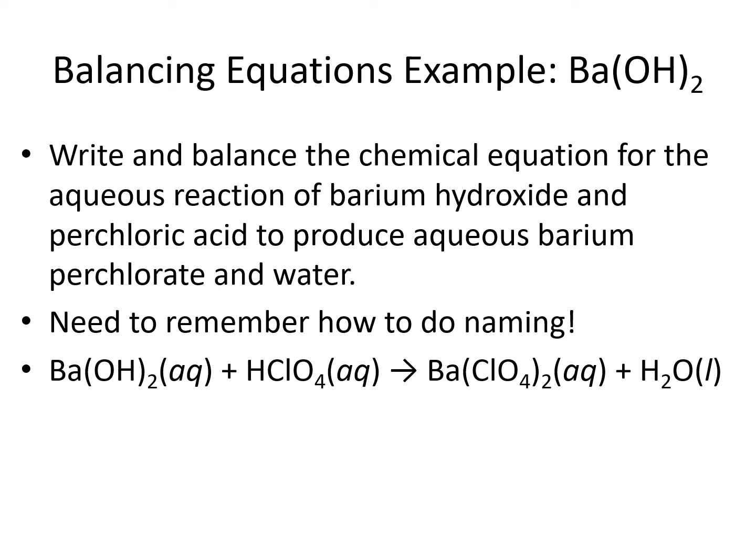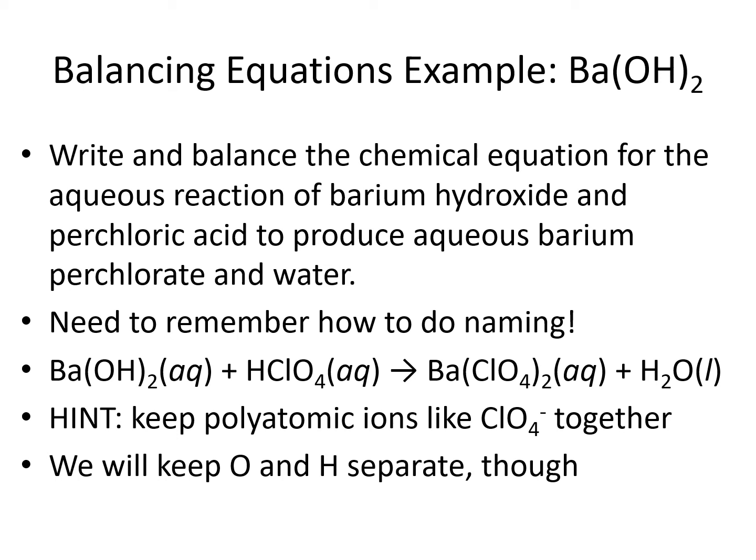Barium perchlorate is Ba(ClO4)2. The barium ion is a +2, and the perchlorate ion is a -1. There are 2 perchlorate -1 ions to balance out the charge on the +2 barium. Finally, water is H2O. You need to be able to take those words and turn them into formulas.